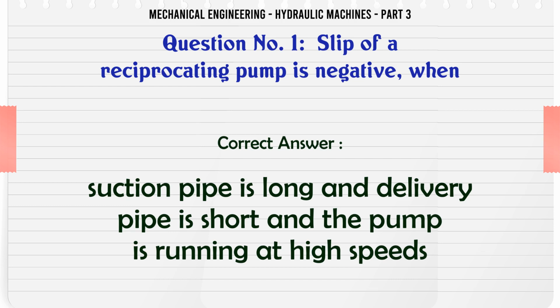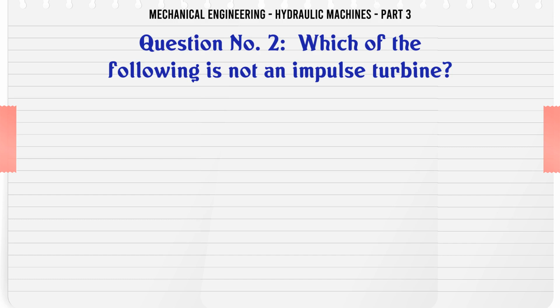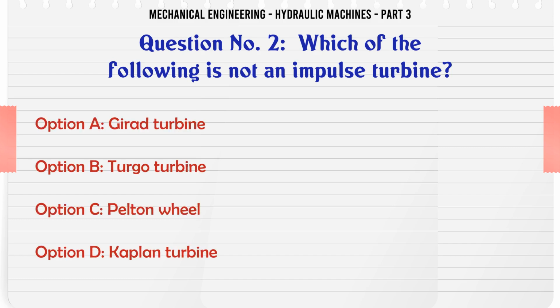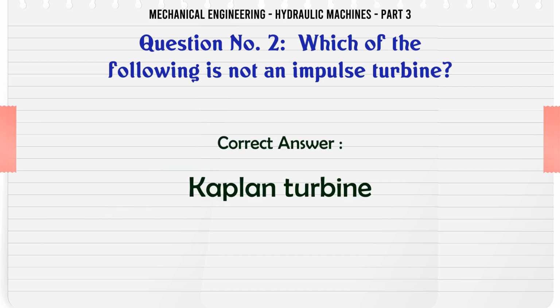speeds. Which of the following is not an impulse turbine? A. Girard turbine. B. Turgo turbine. C. Pelton wheel. D. Kaplan turbine. The correct answer is Kaplan turbine.